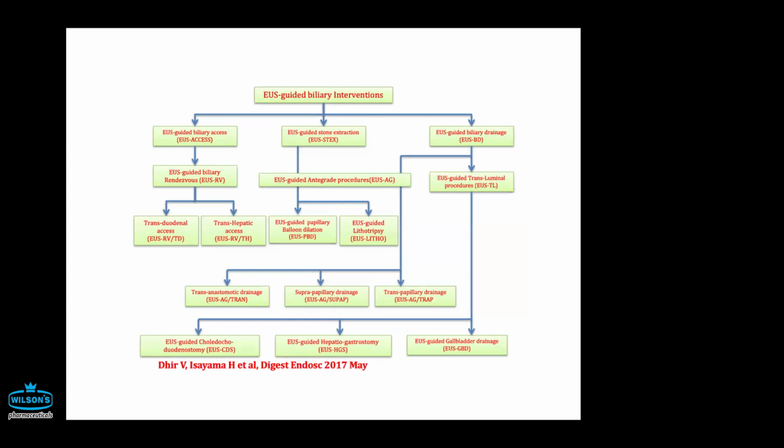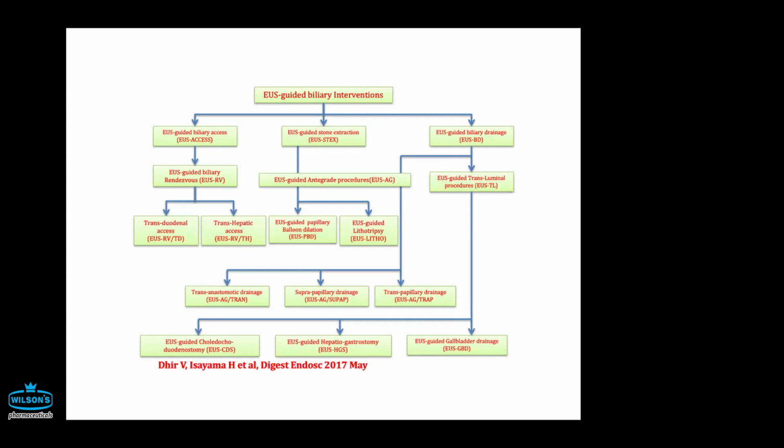Since its description in 2001, EUS guided biliary interventions have proliferated. And the primary thing is the access point and the exit point. As I told you, you can access the biliary tree from the stomach as well as from the duodenum. So you have certain access procedures, the rendezvous procedure, which can be done from the duodenum or from the stomach. You have stone extraction, not very common because ERCP is very good at this. And then you have EUS guided biliary drainage that we are talking about. Biliary drainage can be done transpapillary, which is the antegrade drainage, or transluminal.